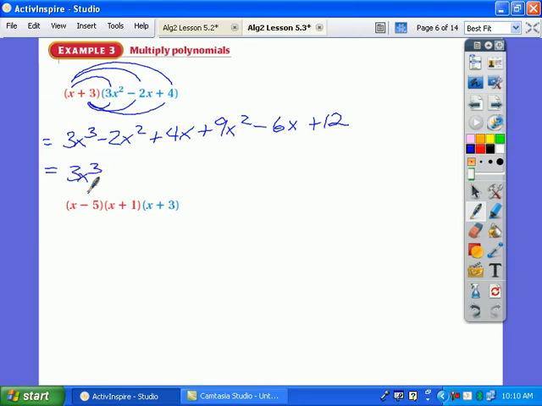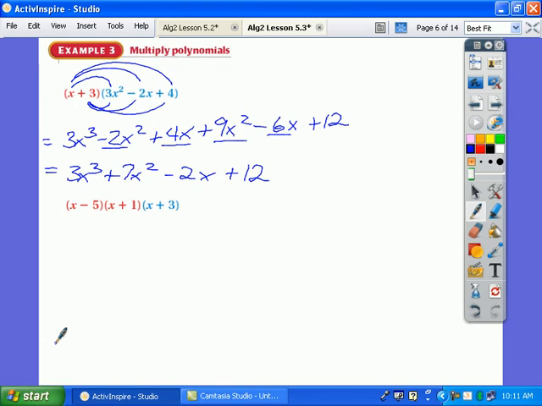So 3x cubed is by itself. Minus 2x squared and 9x squared is plus 7x squared. 4x minus 6x is minus 2x. And then plus 12 at the end. And there we are. So when I multiplied those two polynomials, x plus 3 times 3x squared minus 2x plus 4, we get out this result.